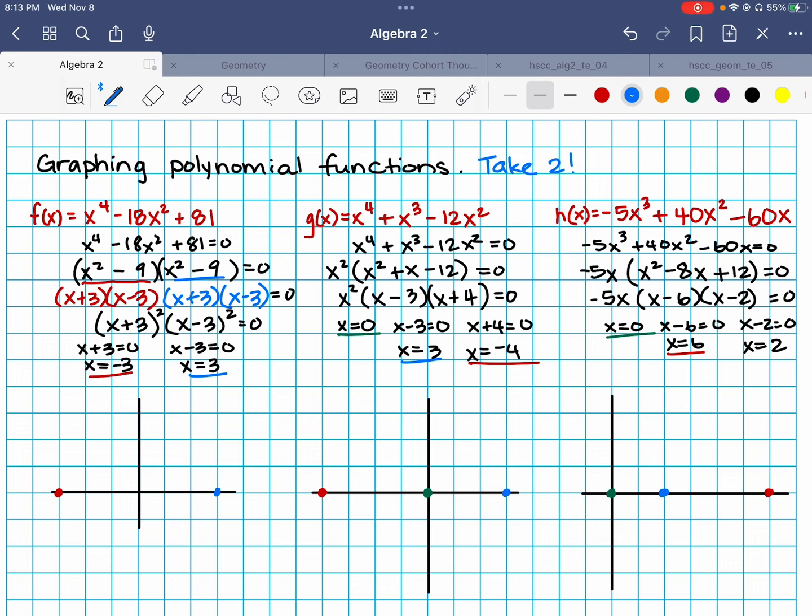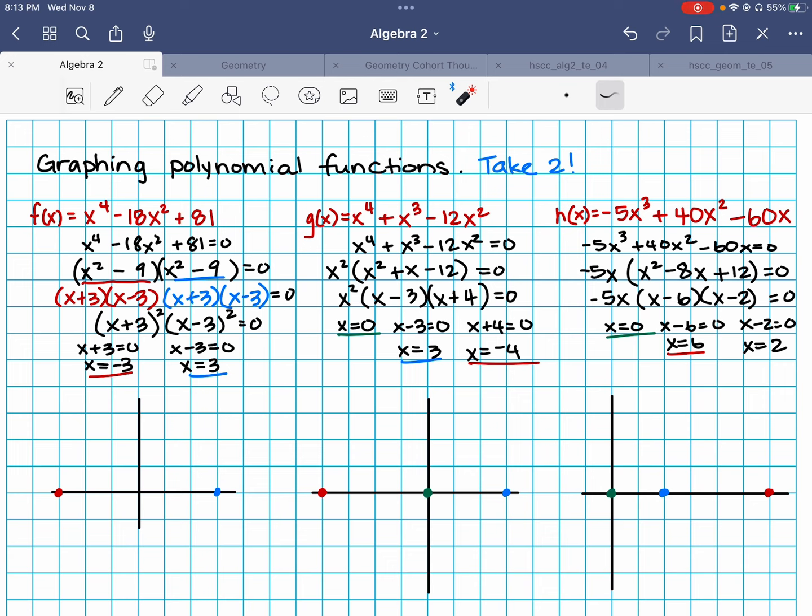Now, since we're at the x-intercepts, I want to do one more thing. And this is a little weird. It's not what we normally do. I want to identify if there's any multiplicity, if there are any solutions that repeat themselves. And we can tell if a factor repeats itself. Some of you might be like, well, what do you mean?